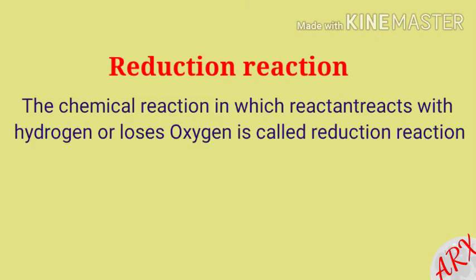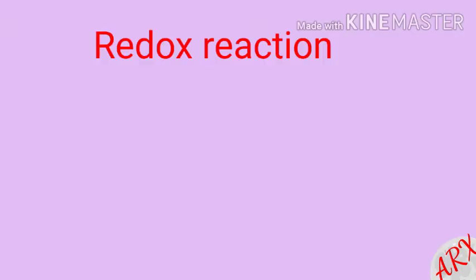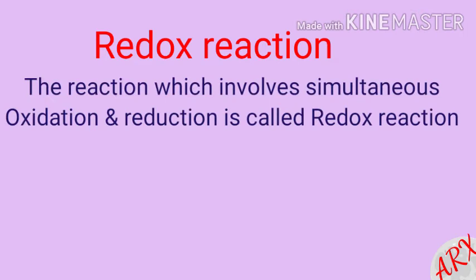Reduction reaction. The chemical reaction in which a reactant gains hydrogen or loses oxygen to form the product is called reduction reaction. For example, when hydrogen gas is passed over black copper oxide, a reddish colored layer of copper is formed. The reaction can be written as you can see on the screen. Now we will move on to redox reaction.